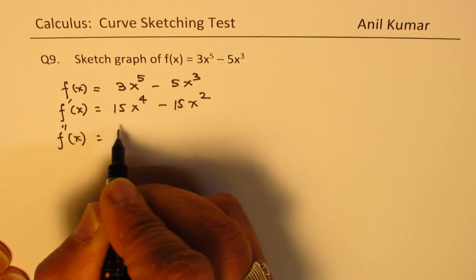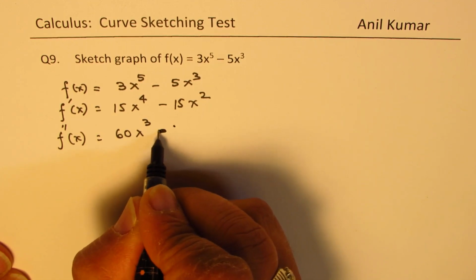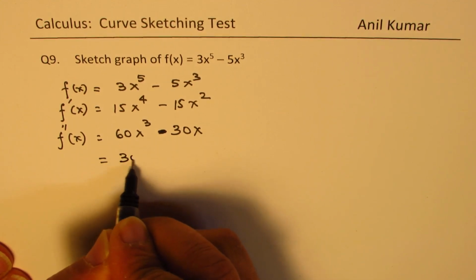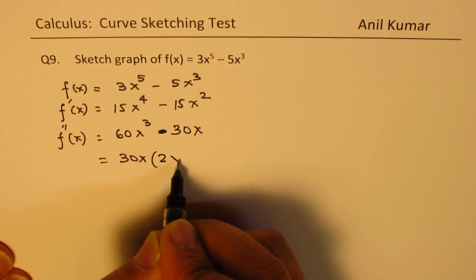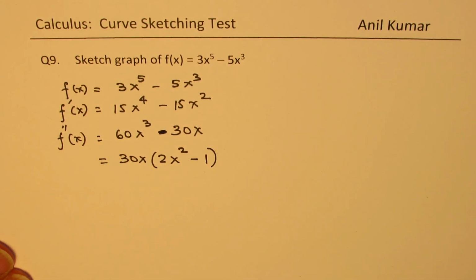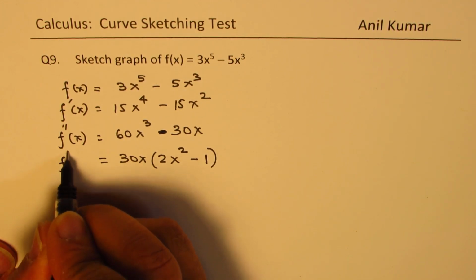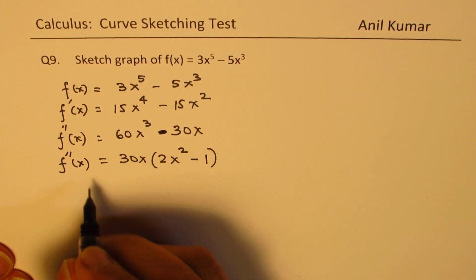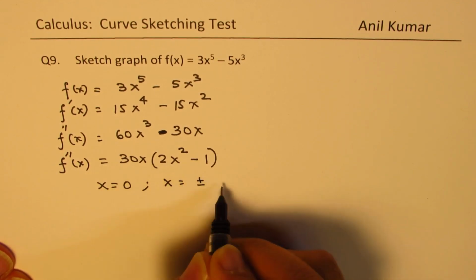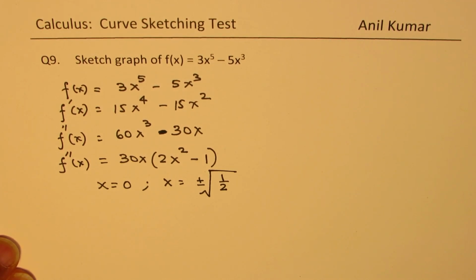So 4 times 15 means 60x cubed, minus 30x, right? Now you could factor 30x from here. So you get 30x times (2x squared minus 1). Okay. So that is your second derivative. So the second derivative is 0 for x equals 0 and x equals plus or minus 1 over square root 2. Is that clear? So we got 3 zeros for the second derivative.